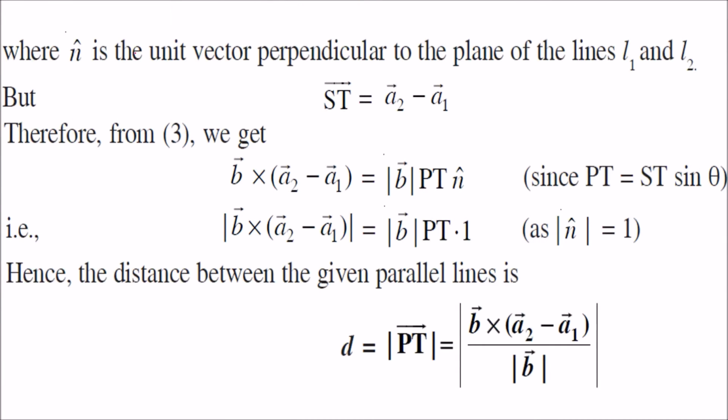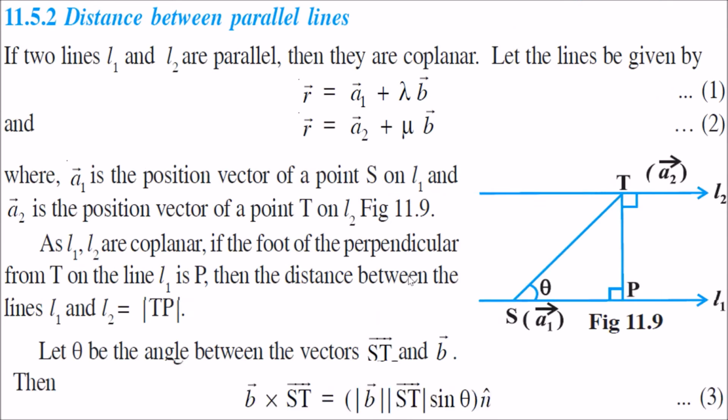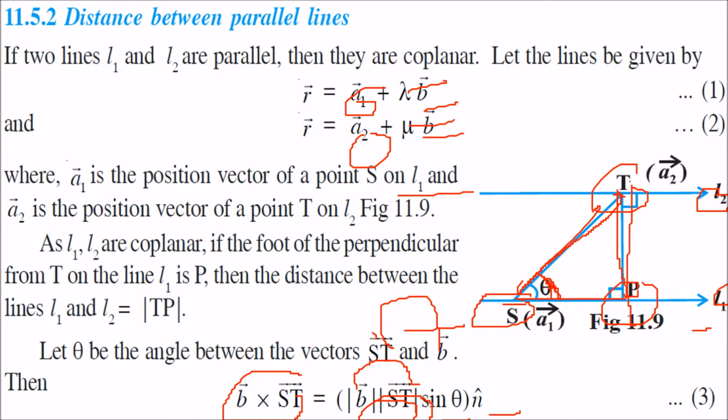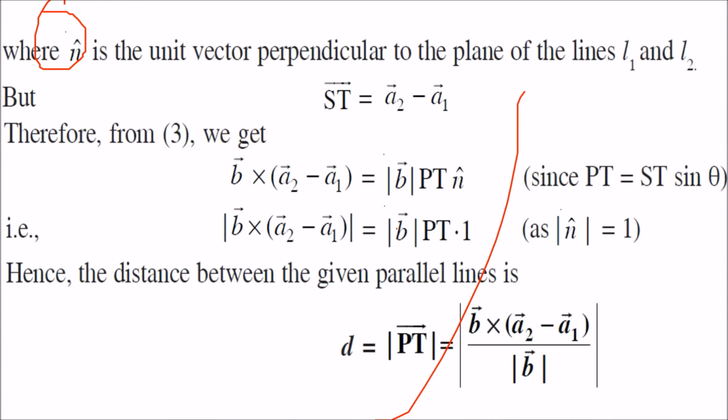So let us find out the n cap, right? This n cap is a unit vector which is perpendicular to both L1 and L2. And what is ST here? ST is nothing but A2 minus A1. So now just place it here, ST. B into ST is B into PT. And we know that PT is nothing but ST sin theta.